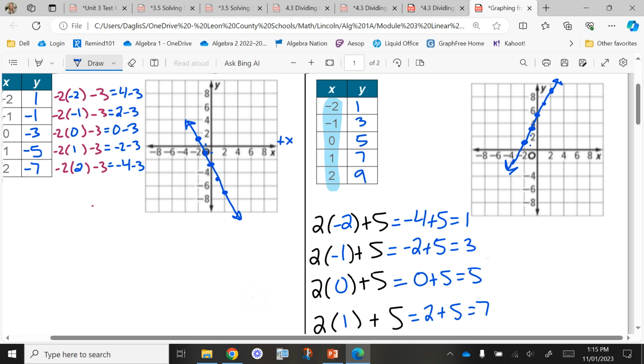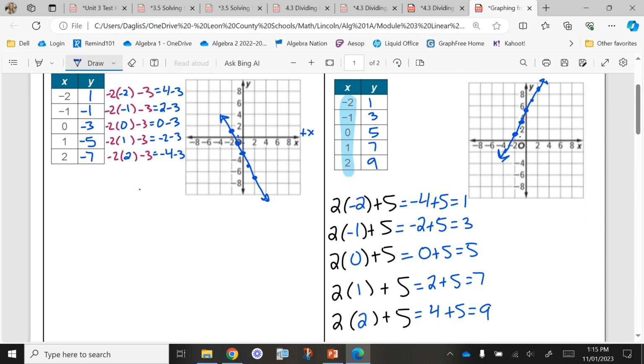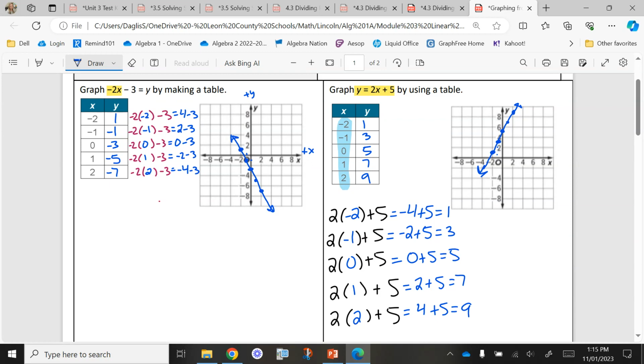Good. Does that pattern of going up by 2 make sense? What was attached to my x? What was next to my x? A positive 2, right? So my pattern was it went up by 2 each time I changed my x. How do we feel about this? Feel okay? Okay.